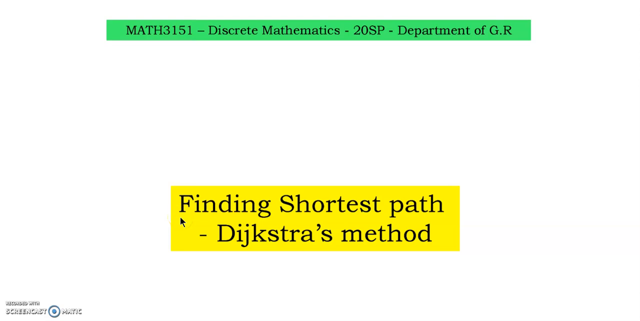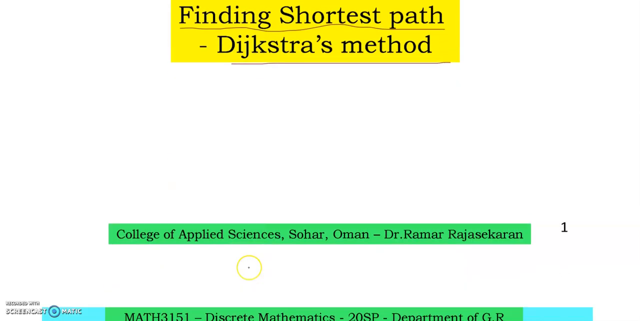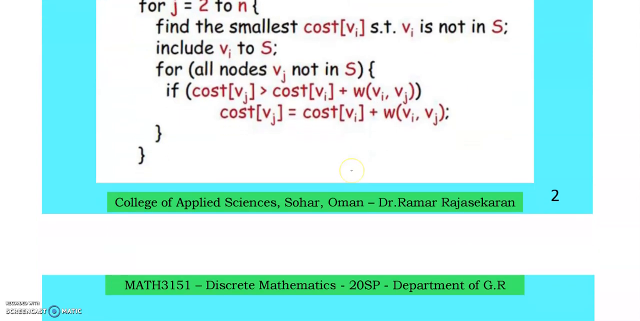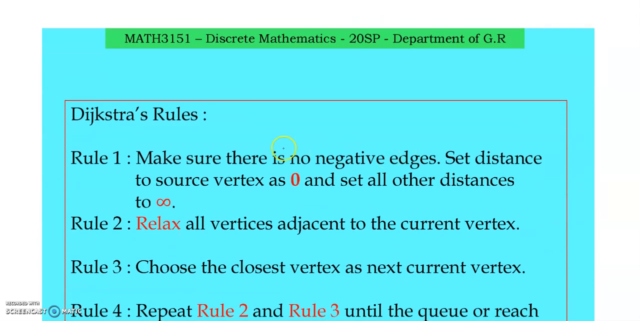Dear students, in this video, we are finding the shortest path between two given vertices by Dijkstra's method. This is Dijkstra's algorithm. Here we have rules for how to apply it to find the shortest path between two given vertices in any directed or undirected graph.